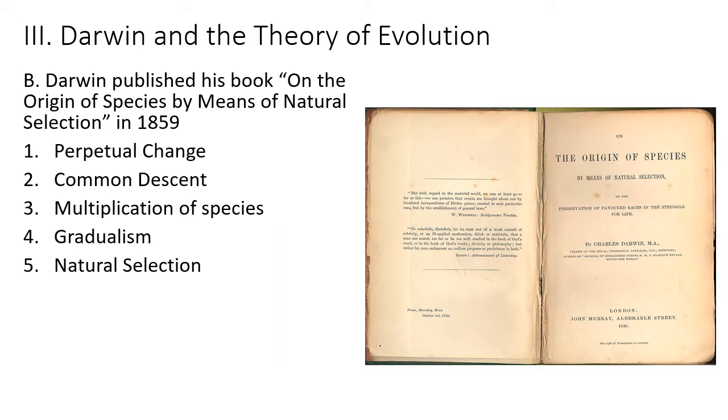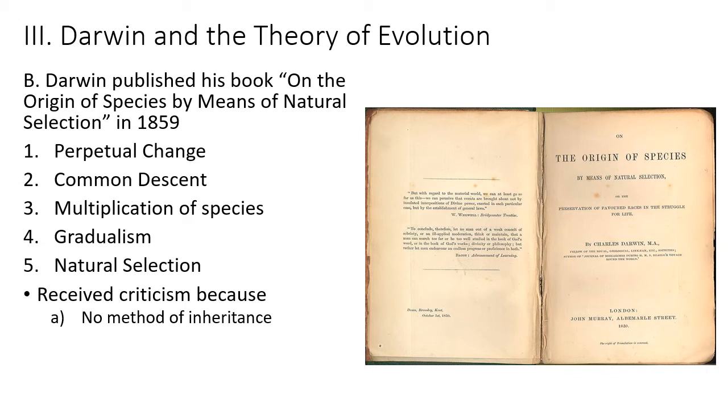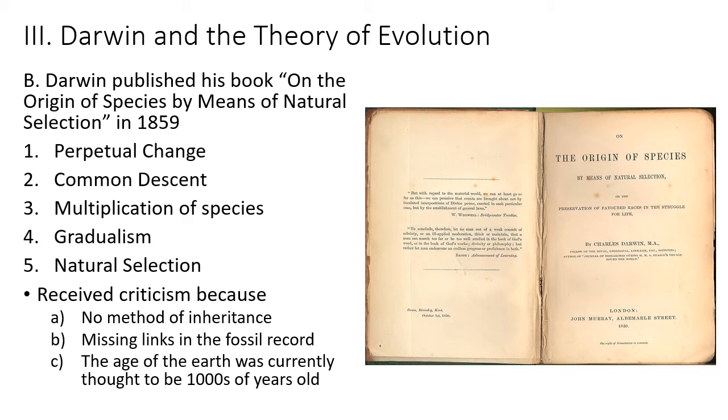So we've explained a few of these, but essentially critiques of and evidence for the theory of evolution hinge on these main points. When it came out, it received criticism because it didn't identify a method of inheritance. The fossil record wasn't very complete, so it didn't really look like you could see evidence of evolution in the fossil record. And again, the age of the Earth was thought to be thousands of years old, not millions or billions of years old, which would be needed in order to account for the gradual changes of evolution.